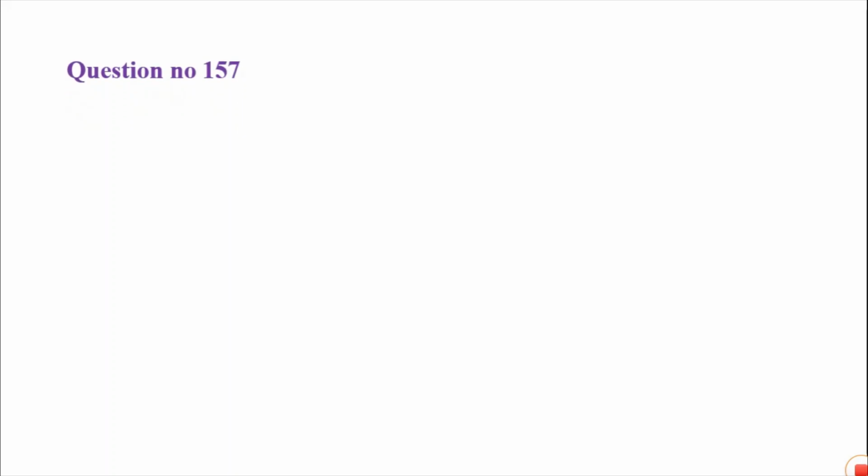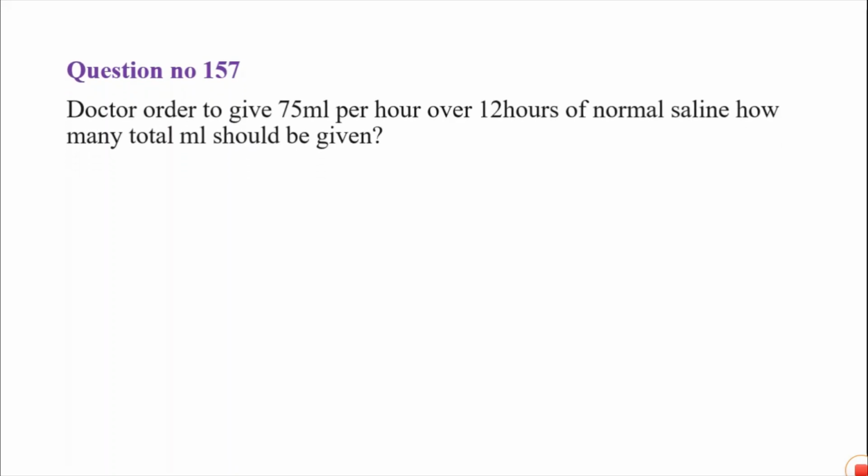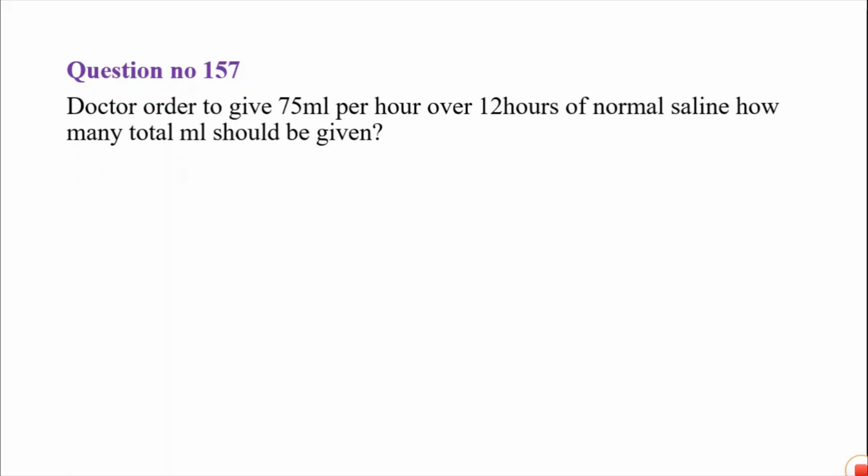Question number 157. Doctor ordered to give 75 ml per hour over 12 hours of normal saline. How many total ml should be given? The options are number A, 450 ml, number B, 600 ml, number C, 900 ml, number D, 1000 ml.